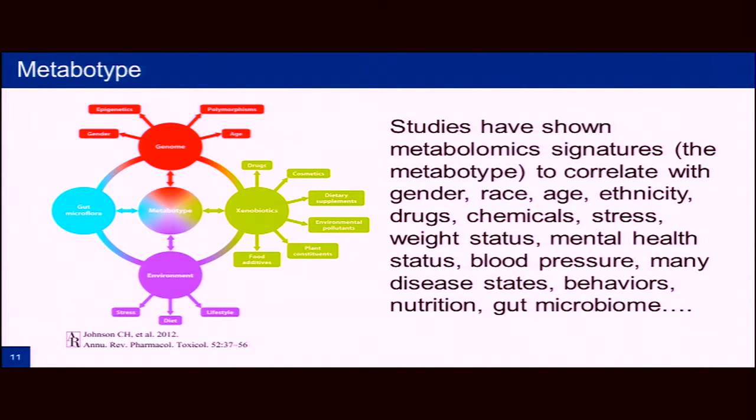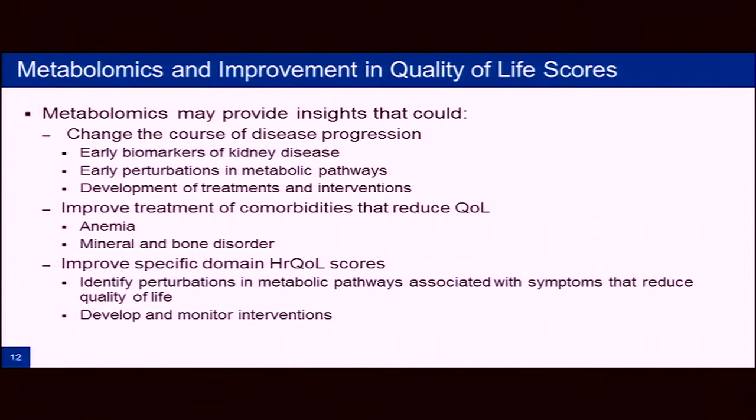So we know that the metabolomic signatures, which are often called the metabotype, correlate with your gender, your race, your ethnicity, your age, your mental health, different environmental exposures, stress, your gut microbiome. Because of all these correlations, metabolomics may actually be very useful in improving patients' quality of life. They could give you insights into things that could actually change the course of the disease progression, and that's what Dr. Gooding is going to talk about after me.